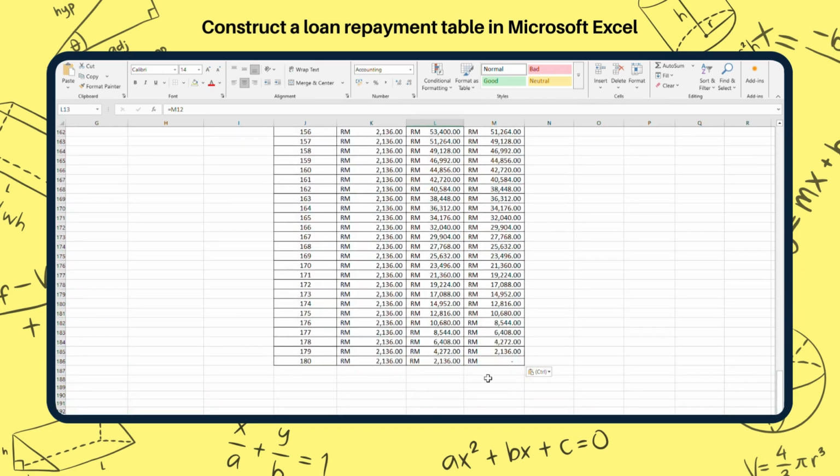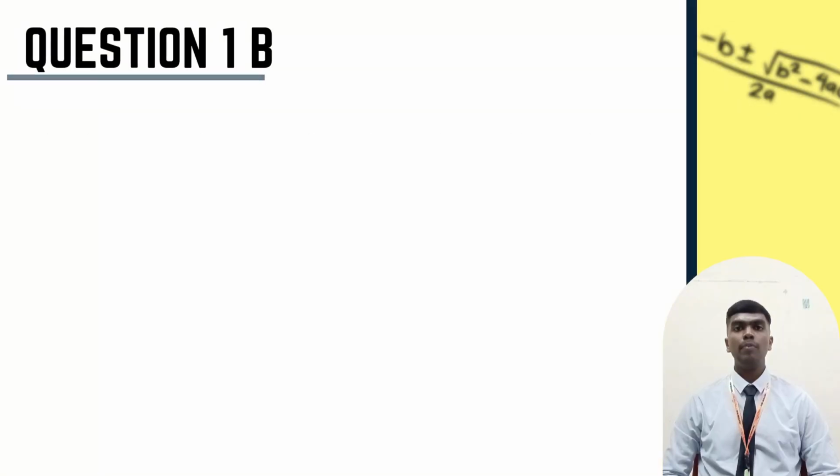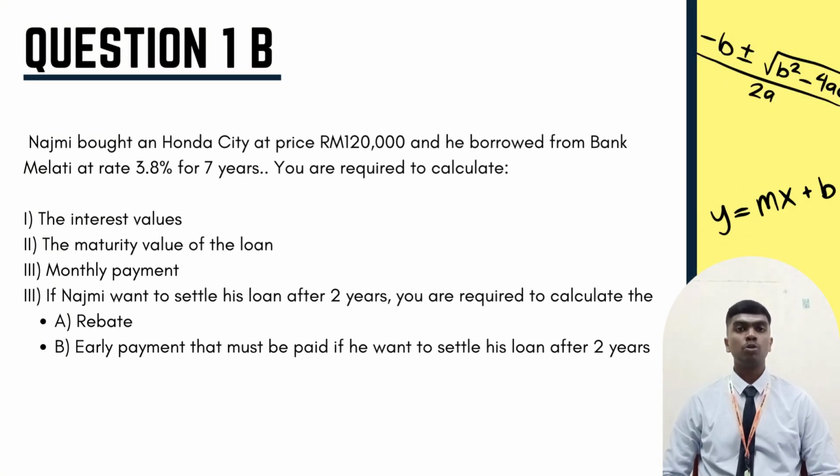So our total balance after 15 years is 0. So we finally got that answer: for 180 months, which means 15 years later, the total loan will be 0.